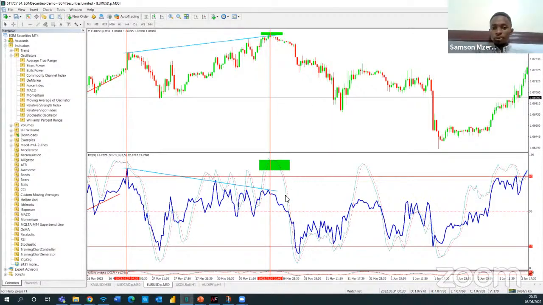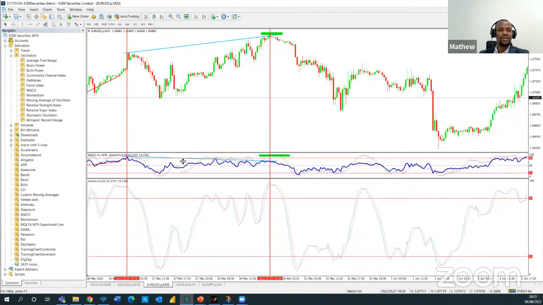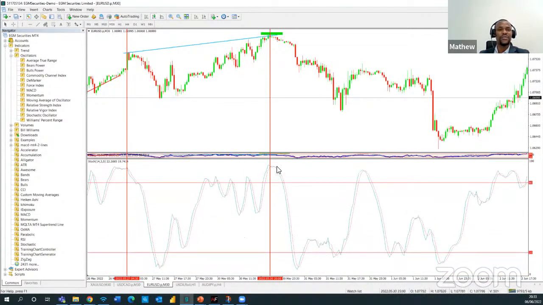So you might want to use it as well, either add it onto the other indicator, or have it independently to confirm for you that indeed the price is moving from an overbought area to the downside.